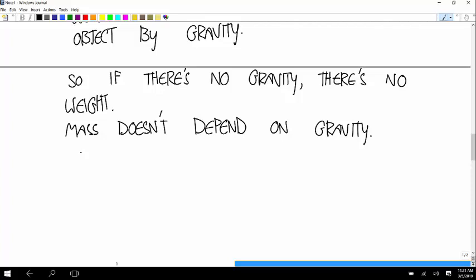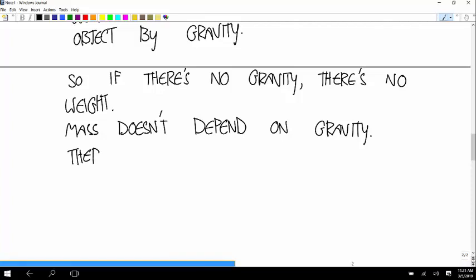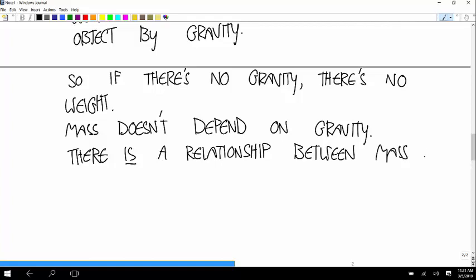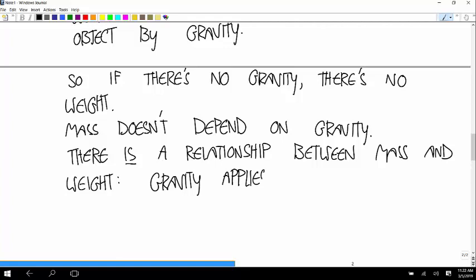So what's the relationship between these two? There is a relationship between mass and weight, and that is that gravity applies a force to an object that's proportional to the object's mass.